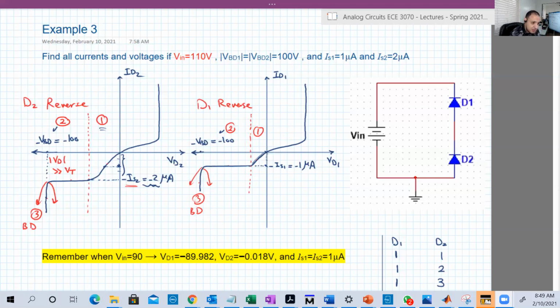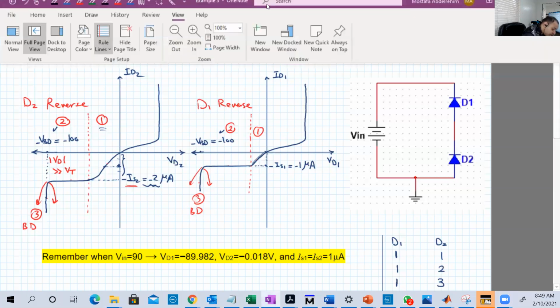It is the same example as example 2, but we changed the input to 110 volts, so we increased it by 20 volts. Everything else is the same, same characteristics, same diodes, but now the battery becomes 110 volts. So let's examine, with 90 volts, what was the operating point of each diode. What was ID and VD for each diode.